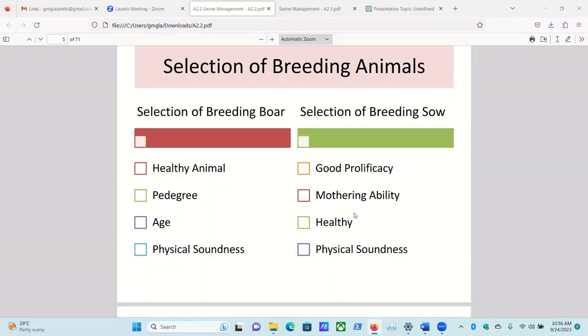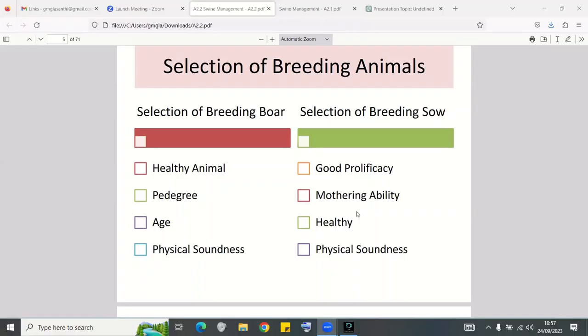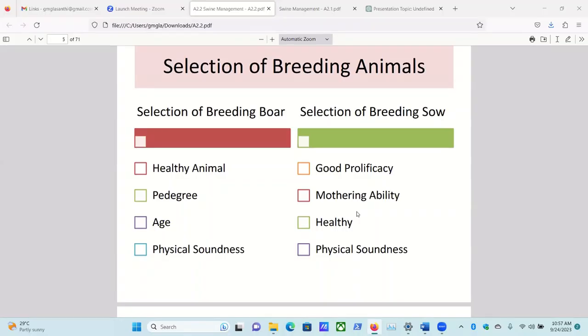At the same time, she should have mothering ability. She should care for, or pay attention to, her babies. Some sows eat their piglets and damage them. So such activities should not be done. And healthy enough. Healthy means no diseases, no abnormalities. Some diseases can be transmitted genetically. So such diseases should not be there when we select animals for breeding.